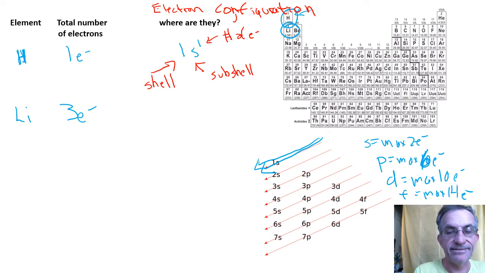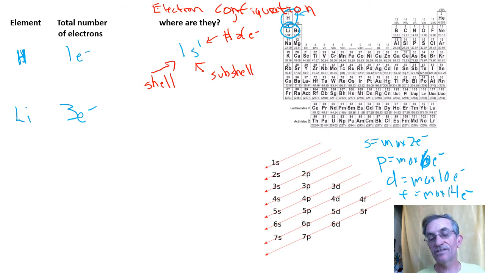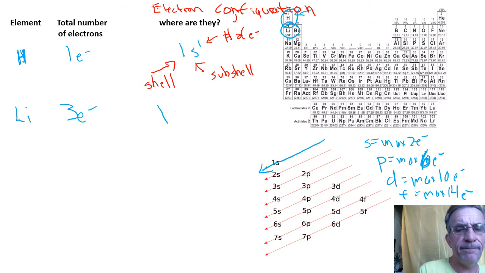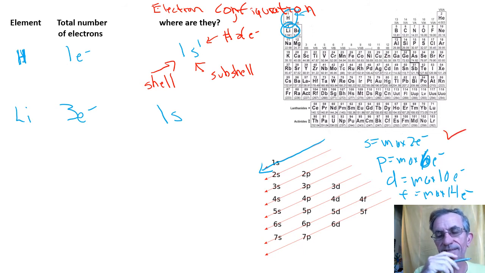So let me erase this. We're going to put them in, and we're always going to do the same pattern. There's never a different pattern. The first thing that fills up, the closest in shell to the nucleus, is the 1s shell. Go down that diagonal. Now when we get to the end of that diagonal, we fill in the 1s level. But remember, S's can only hold 2 electrons. There's actually 3 in lithium, right? So 2 of them can fit in this 1s shell.